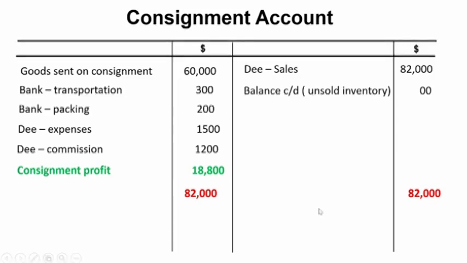Just to summarize, to keep some key points in your mind, you need to debit all expenses and losses, and you need to credit all incomes and gains, including unsold inventory. Once you make all entries in the account, you balance the account. If credit is more, that is profit. If debit is more, that is loss.